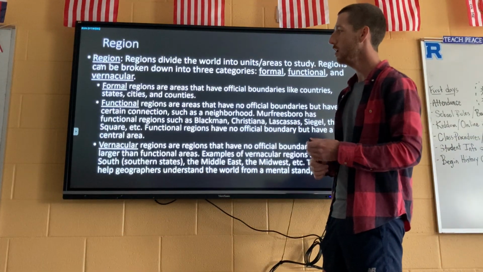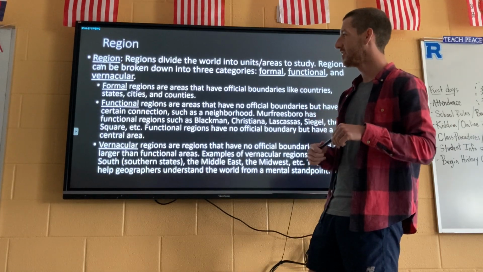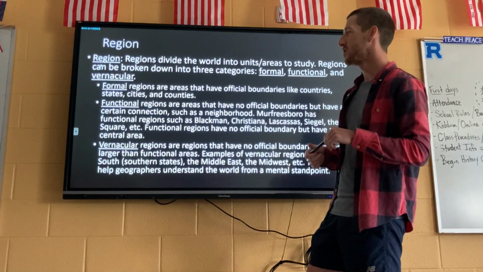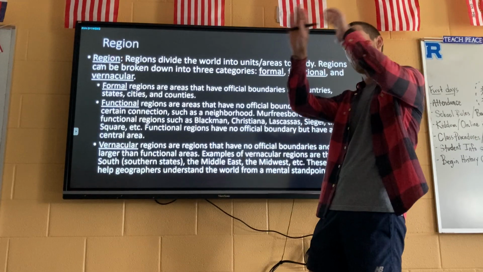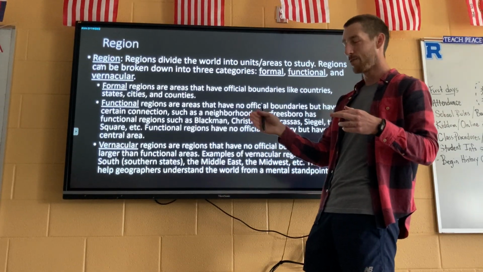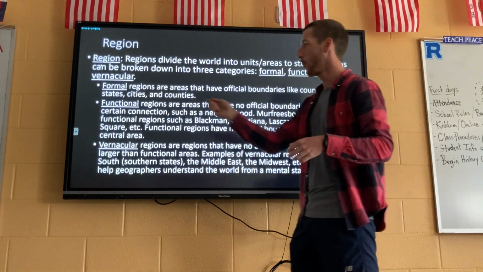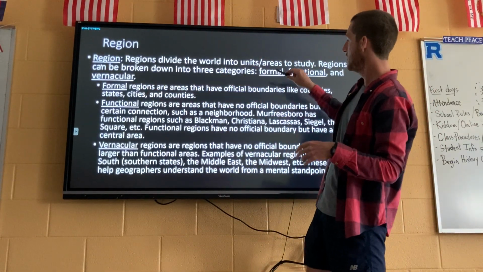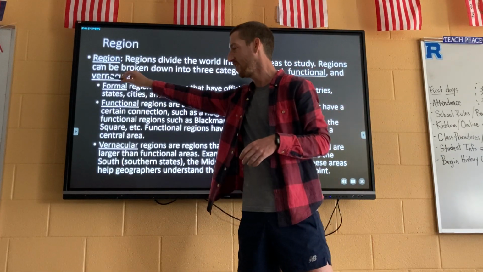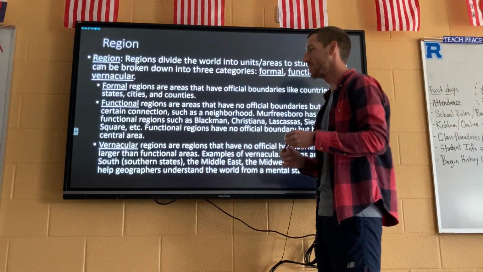Cool. Region, and I think this might be our last one. So region is really, really easy. Region just means like, where is it, okay? But it's a little different than location because it's not specific, so it's broad, okay? There are three types of regions: formal, functional, and vernacular. It sounds complicated, it's really easy.